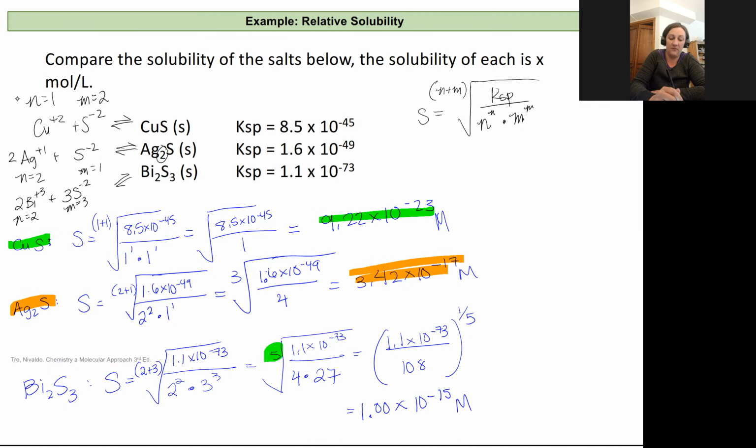So actually my bismuth sulfide is the most soluble of these 3 compounds. If I had just directly compared the solubility products, I wouldn't have come to that conclusion at all. So remember, when comparing solubility, you can only use the solubility product to compare if the ions that dissolve are in the same molar ratio between your different compounds.